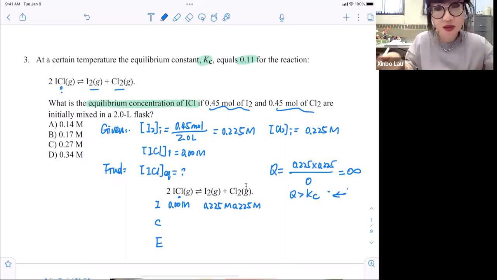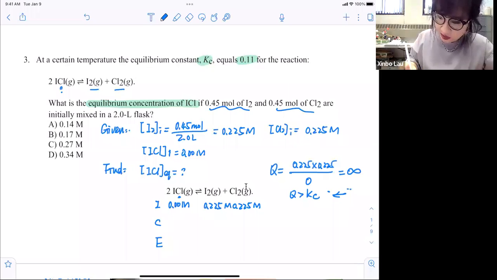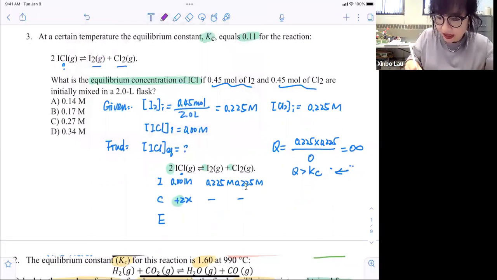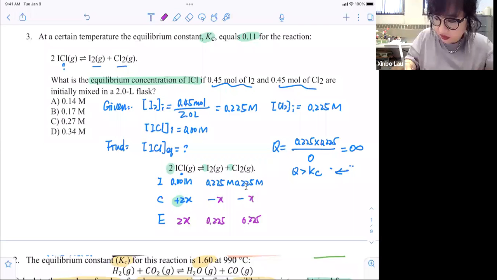Therefore, the reaction goes in the reverse direction. So this will be negative, negative, which means you're going to consume those products, and the reaction goes towards the reactant. So this will be positive 2x. The reason it's positive 2 is because it goes by the coefficients. Now we got this information, we can get what's happening at equilibrium. So this is 2x and 0.225 minus x and minus x. Now you get the information at equilibrium.